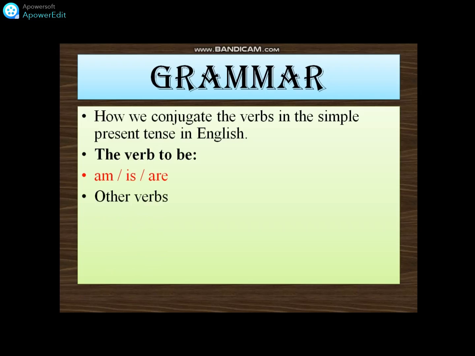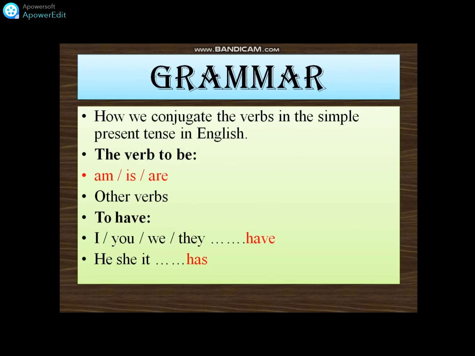Good. Now let's see other verbs. In the other verbs in English, we are going to start first with the verb to have, which is different from the other verbs. Now when I say to have, I conjugate it like this. I have, you have, we have, and they have. Good. When it comes to he, she, and it, here it becomes has. So you can say he, she, or it has.